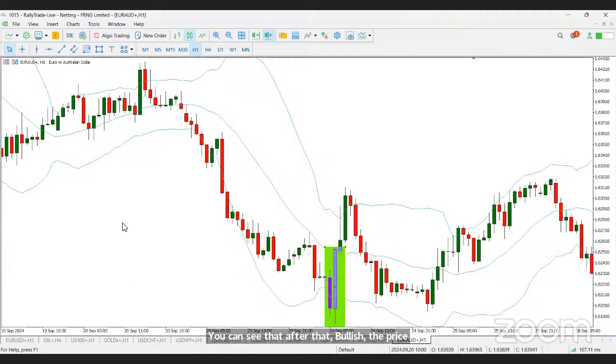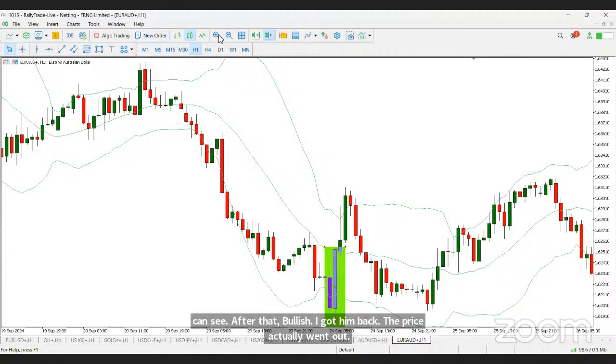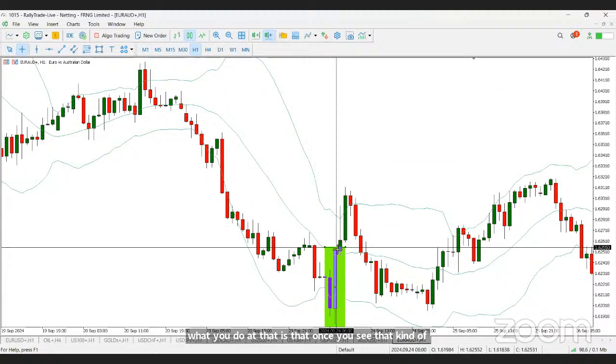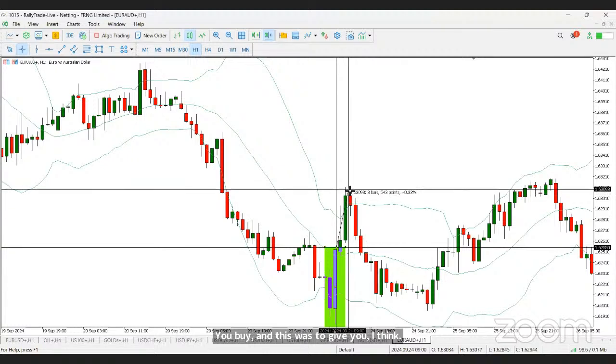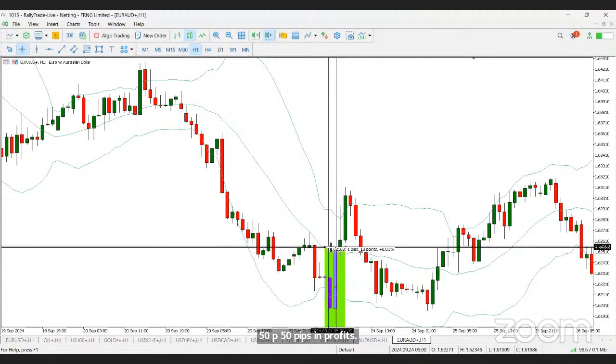If I went up and met the band, what you do at that instance is that once you see that kind of bullish engulfing bar, you buy. And this one still gives you, I think, let's check, about 50 pips in profit. So if you see this kind of instance, you can place a buy.